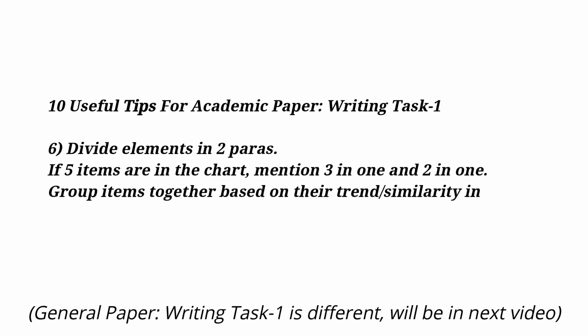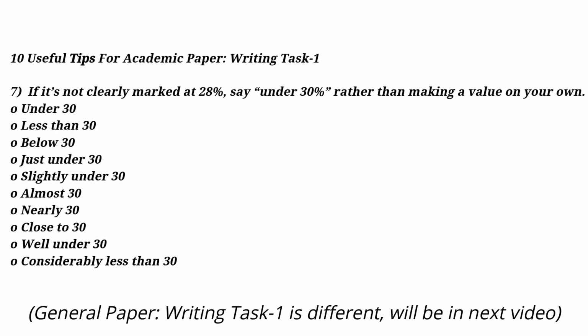The sixth tip is to divide the elements in paragraphs. If five elements are there in the chart, mention three in one and the rest of the two in the other one, and group them according to some significance. Use words such as under, less than, below, just under, almost, nearly, considerably less than if the graph is unclear of where the point is. Don't underestimate the value on your own.